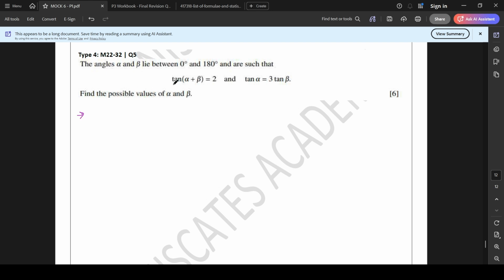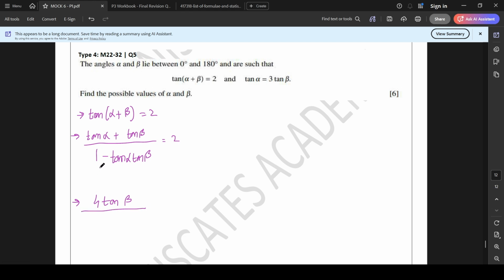So let's get started. I'm going to expand this formula. I'm starting from tan(alpha + beta) is equal to 2. So tan alpha plus tan beta, divided by 1 minus tan alpha tan beta, is equal to 2. And now I'm going to use the fact that tan alpha is 3 times tan beta. So this is 3 tan beta plus tan beta, which is 4 tan beta on the top. And on the bottom, 1 minus 3 tan beta into tan beta, that is 3 into tan square beta. So 1 minus 3 tan square of beta. This is equal to 2.